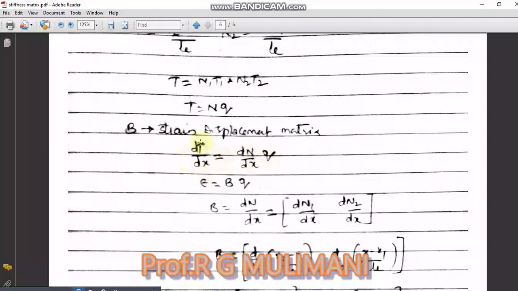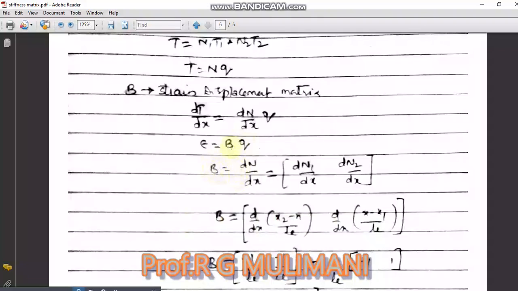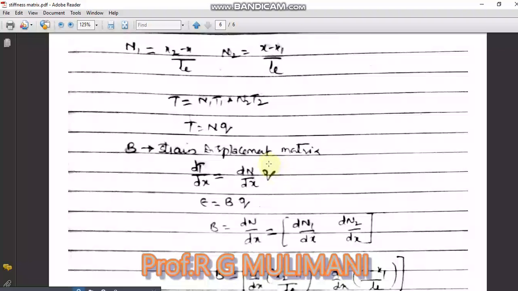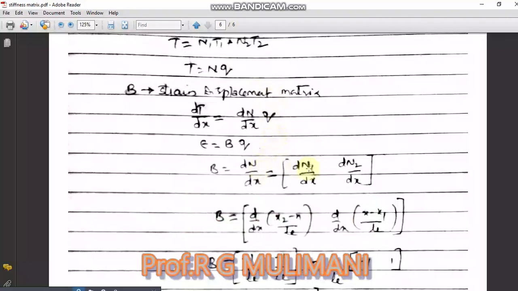So dT by dx is nothing but the strain, and it is in terms of nodal temperatures. This constant of proportionality is called the matrix which connects strain and nodal temperatures, that is the strain displacement matrix. So let us consider B is equal to dN by dx. It is the strain displacement matrix. Displacement means nodal temperatures. For this problem we have two nodes, so for two nodes we have two shape functions, so it is taken as dN1 by dx, dN2 by dx.